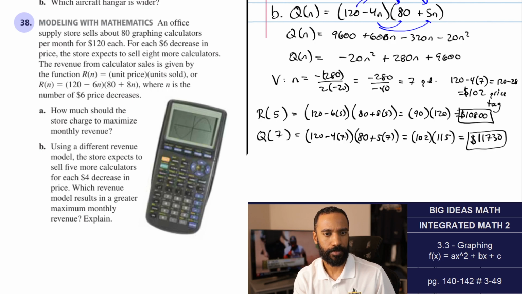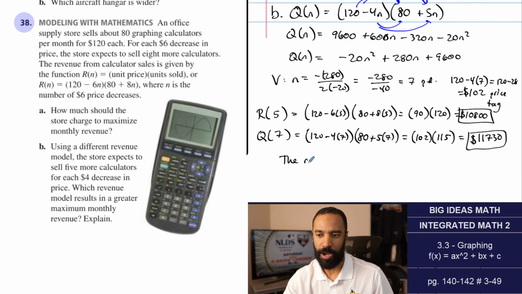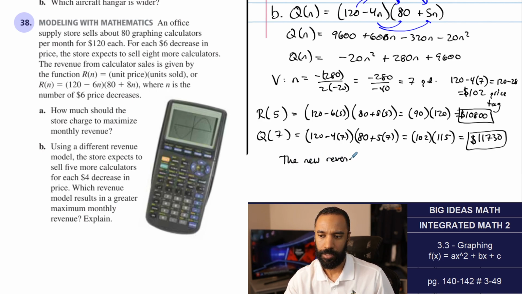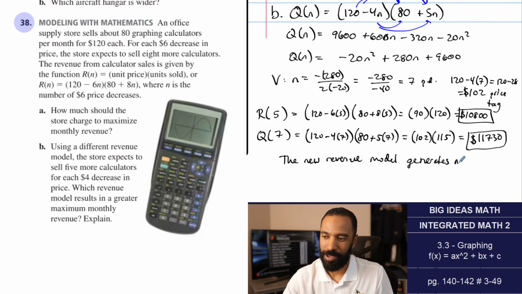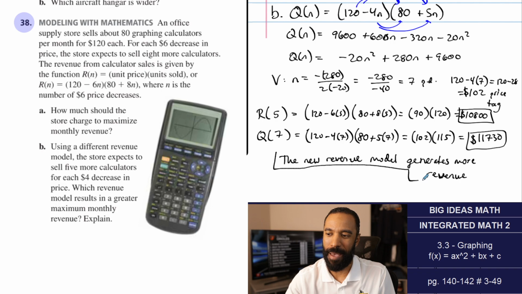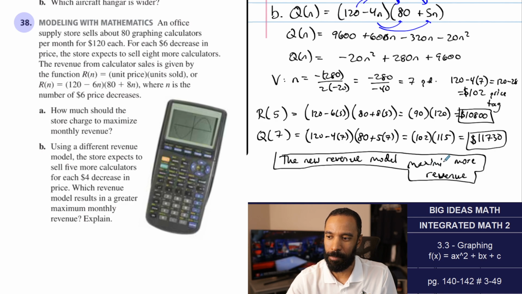So how do they say it? Which revenue model? The new revenue model. How do you spell revenue? The new revenue model generates more revenue. The new model generates more revenue based on maximizing it. Maximizes more revenue, I should say. Not generates, maximizes. Because it depends on how you do it within the month or whatever they say.